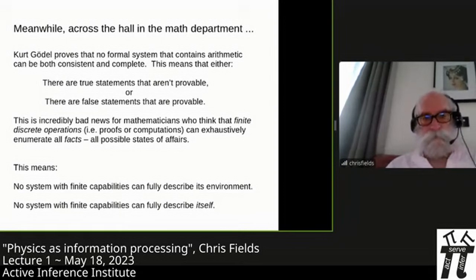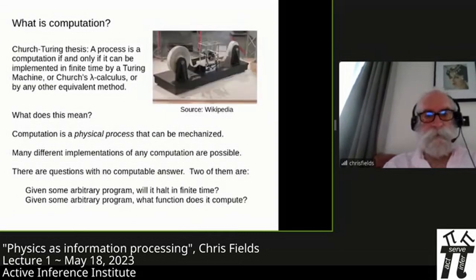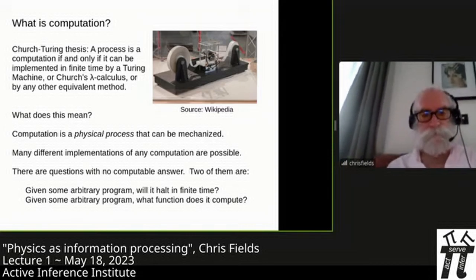So an immediate consequence of Gödel's theorem was an intense investigation of what computation actually is, what it meant to talk about finite discrete operations. And two leaders of this were, of course, Church and Turing, and here's a picture of a Turing machine, and they defined a computation as a process that can be implemented in finite time by such a machine, or by Church's lambda calculus, or by any of the now hundreds of other methods that are provably equivalent to a Turing machine. So what does this mean?